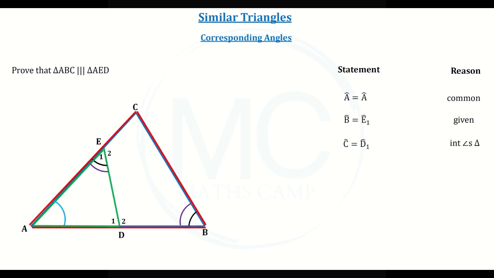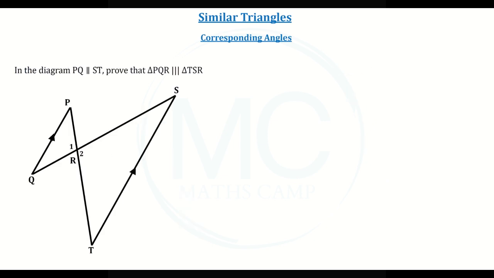Now we have three pairs of corresponding angles that are equal. So triangle ABC is similar to triangle ADE. And as our reason, we write AAA because all three corresponding angles are equal. Let's do one final example.